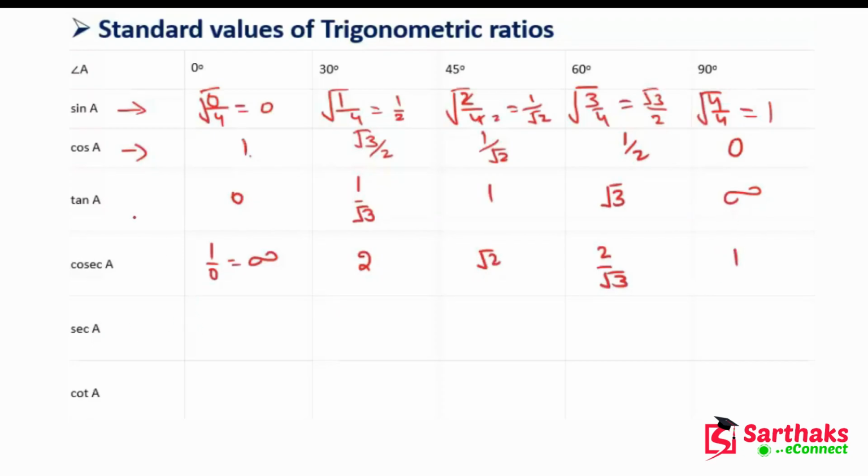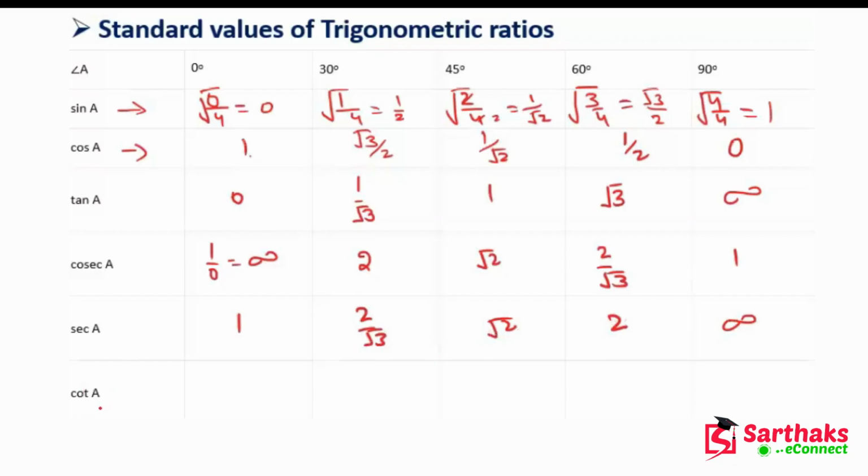Now sec A is what? Sec A is the reciprocal value of cos A. This is 1, so 1 upon 1 is 1. This is 2 upon root 3, and this is root 2. This is 2, yes, this is 2, and this is infinity. So these are the reverse values of cosec A. Like here is infinity, 2, root 2, 2 upon root 3, and 1, and here is 1, 2 upon root 3, root 2, 2, and infinity.